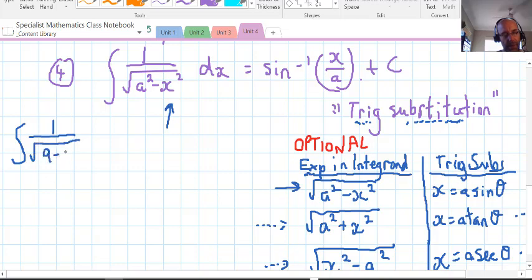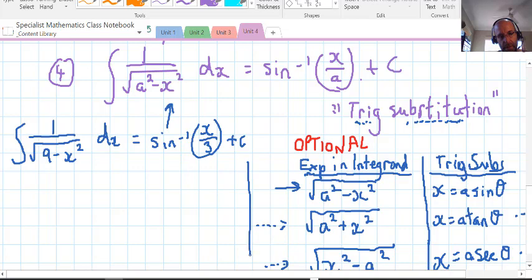So let's say we've got this one here: 1 over the square root of 9 minus x squared. If we have to integrate that with regards to x, we know from all the work we've done in the past that the answer is just going to be inverse sine, or arc sine, of x over 3 plus c, because a equals 3. So let's start this little investigation here. We could use this to arrive at that same result, and it actually helps showcase some good maths.